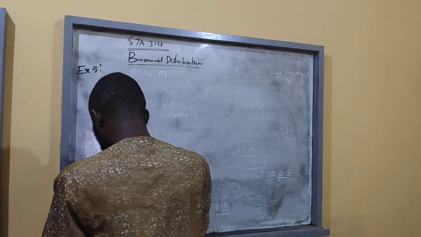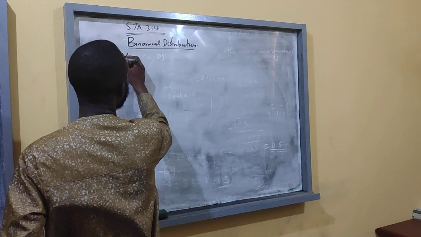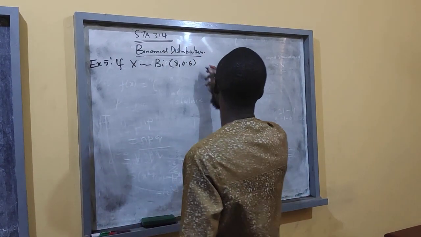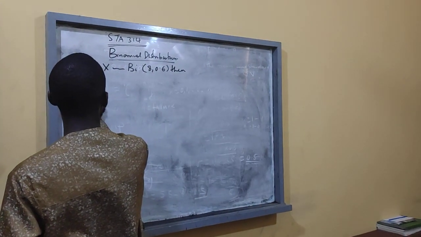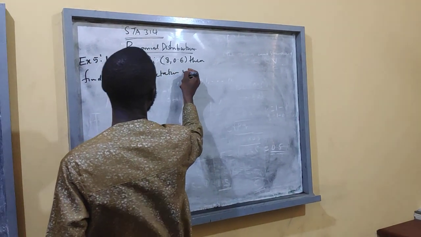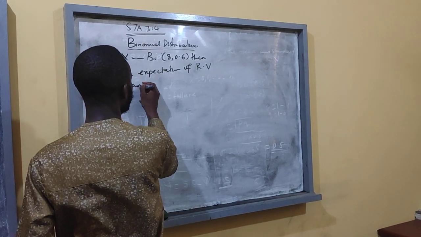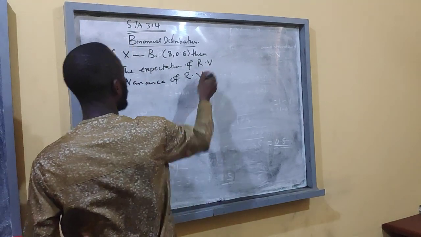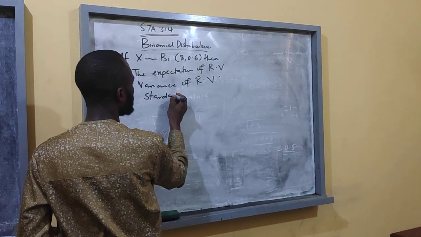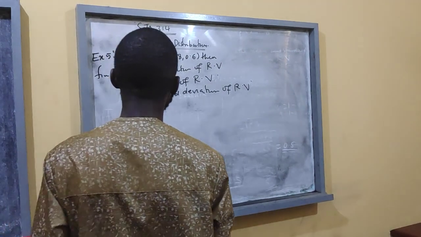Now, the first example here that I want to look at is, assume we are given that x is expressed as Bernoulli of 8, 0.6. Then find, Roman figure 1, the expectation of the random variable; Roman figure 2, the variance of the random variable; Roman figure 3, the standard deviation of the random variable. Now let's solve it. Solution.